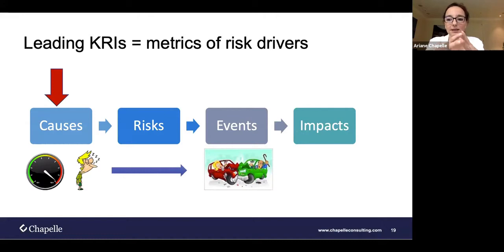The leading key risk indicators, so the preventative key risk indicators, are basically the metrics of risk drivers. So you need to understand the causes of the risks and you measure them. And that's your KRI. Very easy, if you understand what causes your risk.